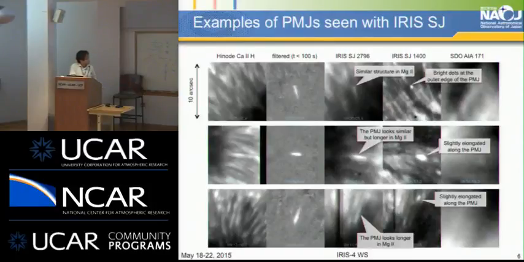Okay, so we can see the penumbral microjet in the calcium filtergram, and almost similar structure is seen in the magnesium 2 SJI. And then in the silicon 4 SJI, we can see the bright dots associated with the outer end of the penumbral microjet. In this case also, the elongated brightening is seen in the calcium 2 and the magnesium 2, but usually the magnesium 2 jets are longer than the calcium 2, and then we can see the bright dot in the silicon 4. And sometimes the silicon 4 brightening is elongated along the jet.